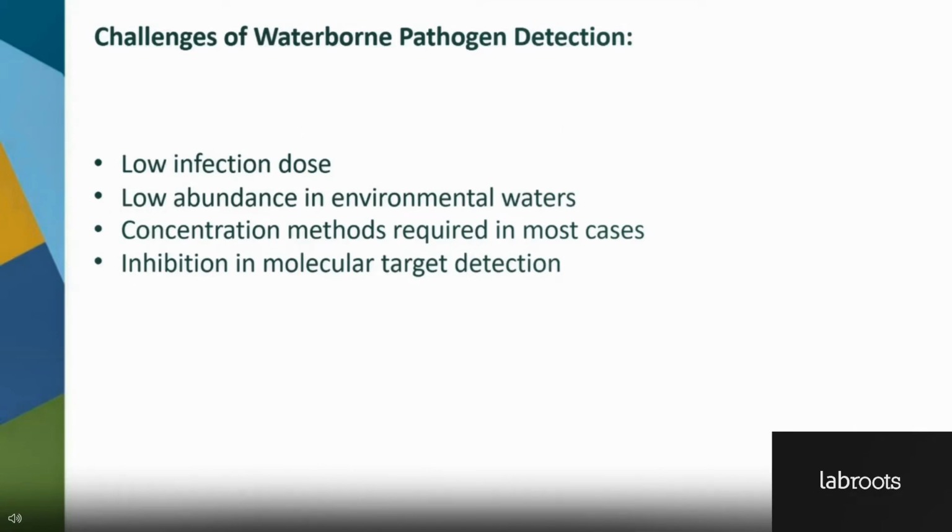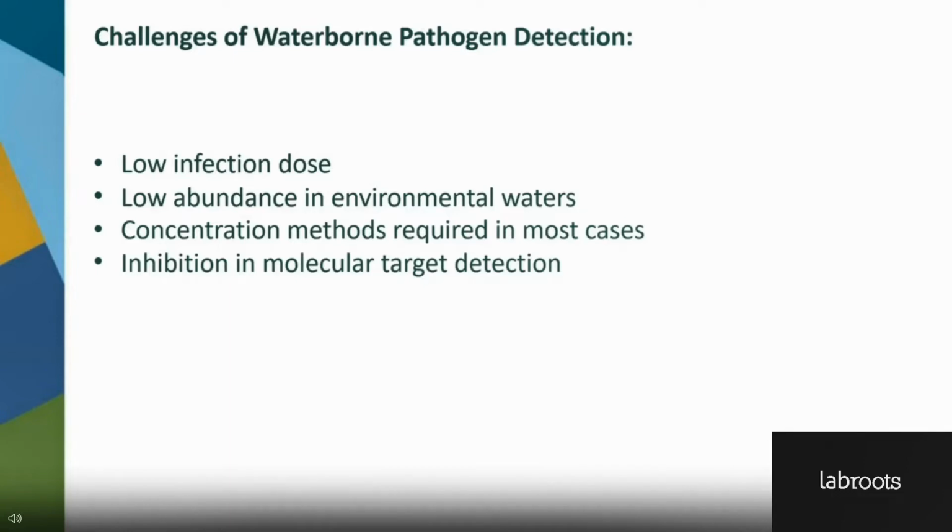It is critical to ensure water microbial quality for the public health. However, there are many challenges to detect waterborne pathogens in the environment. Some of the waterborne pathogens, such as the viruses, have low infection dose. People can get sick when they are exposed to a few pathogen particles, especially when they are young, old, or immune compromised. The pathogens have low abundance in environmental waters.